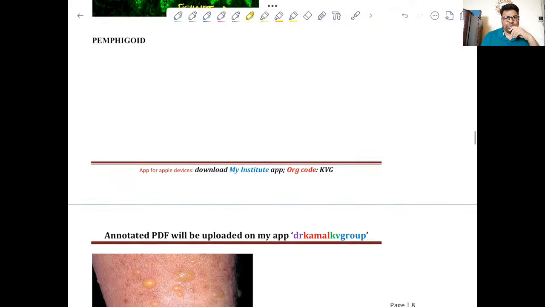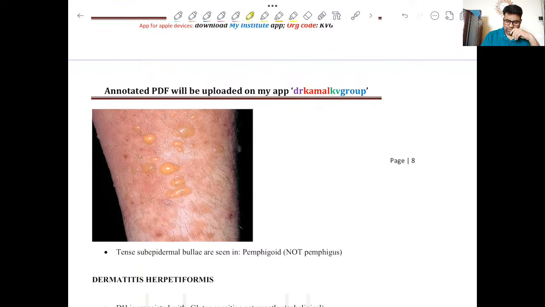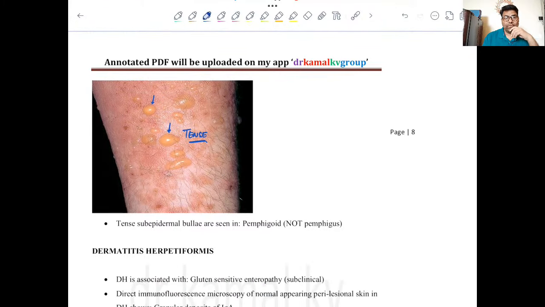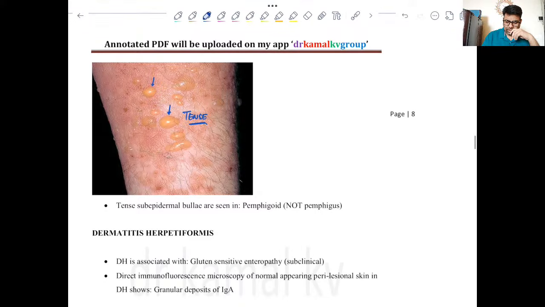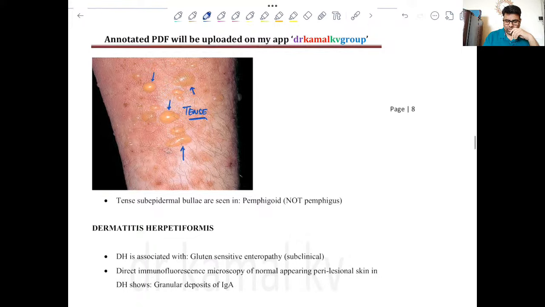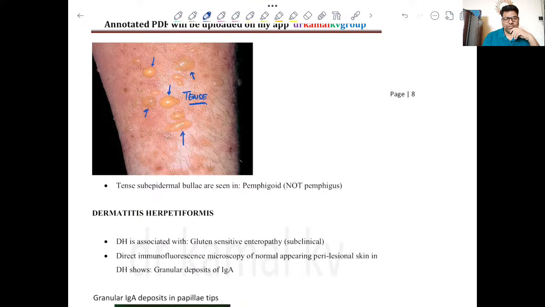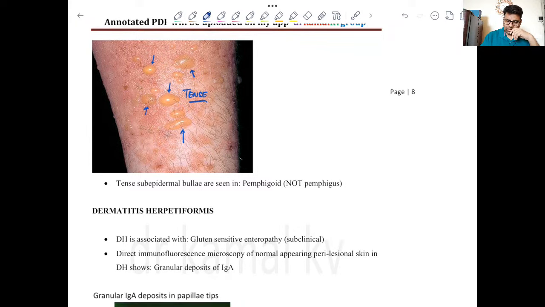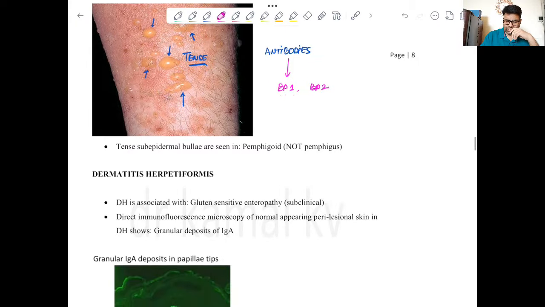Now pemphigus has to be differentiated from pemphigoid, and just look at the blisters here. The blisters are so tense. Clear? And we discussed that in pemphigus the blisters are flaccid. So a very important clinical difference. The moment you see blisters which are tense, we can easily say that's bullous pemphigoid. And here it's also an autoimmune condition, where the antibodies are against BP1 and BP2, bullous pemphigoid antigen 1 and 2, very easy to identify.